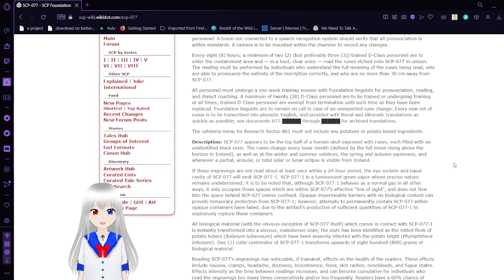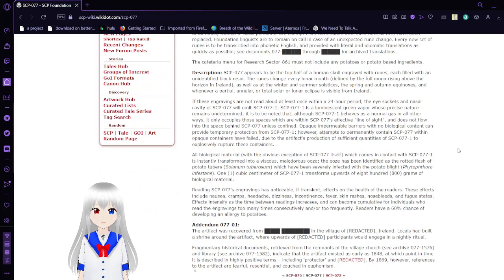Foundation linguists are to remain on call in case of unexpected rune change. Every new set of runes is to be transcribed into phonetic English and provided with literal and idiomatic translations as quickly as possible. See document N77 and unknown through unknown for archived translations. The cafeteria menu for Research Sector 861 must not include any potatoes or potato-based ingredients.